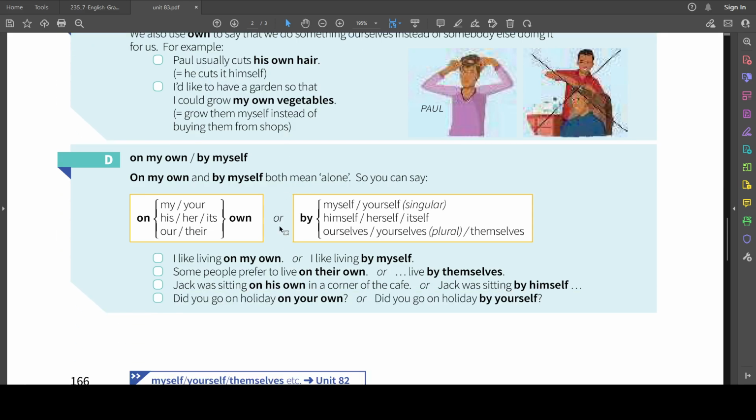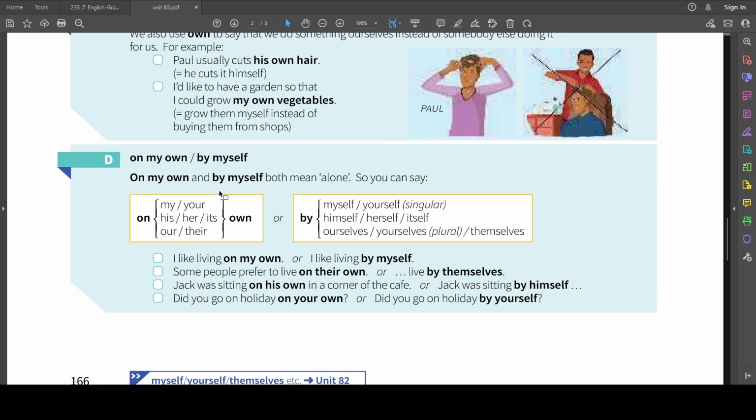Let's move on to the last part. On my own, by myself. So what's the difference? I have another video about reflexive pronouns like myself, yourself, himself, themselves, ourselves. If you want to watch this video, I'm going to leave the link in the description below, in the comments, and also I'm going to add a card at the top of the video.